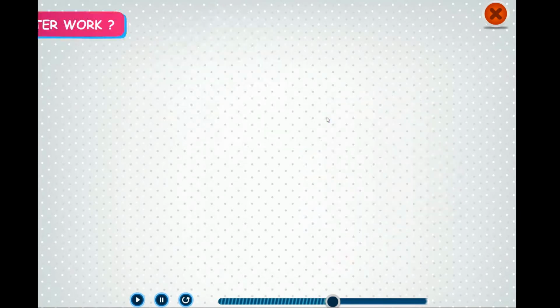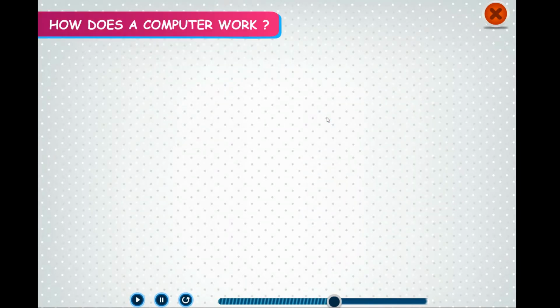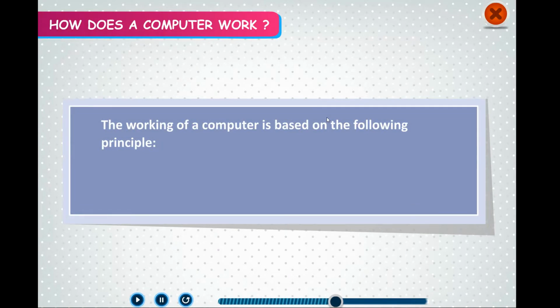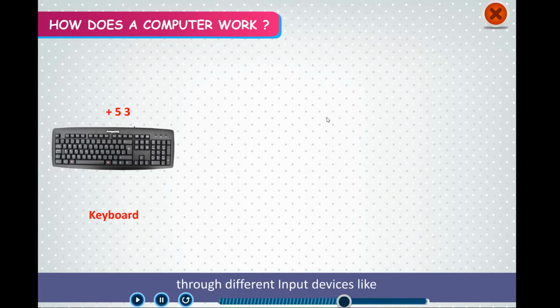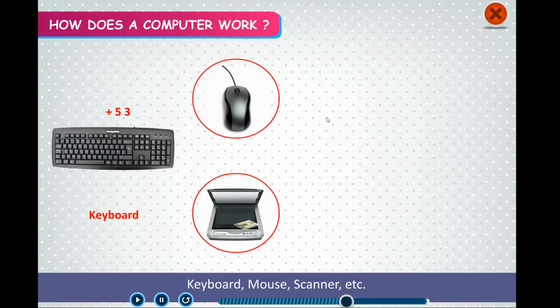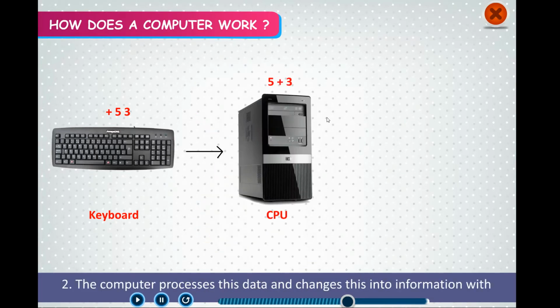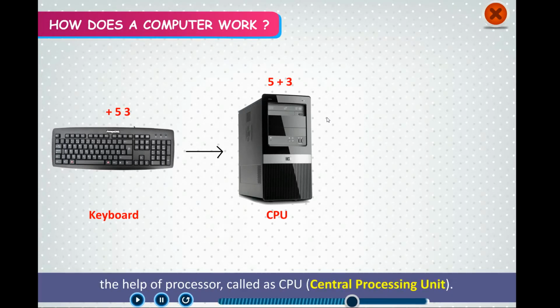How does a computer work? The working of a computer is based on the following principle: input, process, output. Let us see the details. When we give data to a computer, it accepts the data as input through different input devices like keyboard, mouse, scanner, etc. The computer processes this data and changes this into information with the help of processor, called CPU, Central Processing Unit.